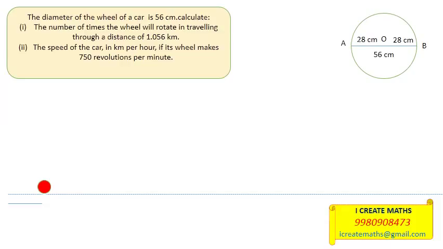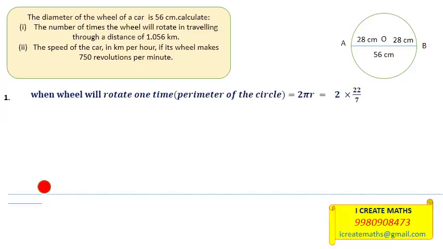So the distance covered by the wheel in one revolution is nothing but the circumference of the circle, that means the perimeter of the circle. Now we will find the perimeter of the circle. We know how to find it: 2 pi r. Pi is 22 by 7 and r is given as 28 centimeter. Now look at the video for the calculation.